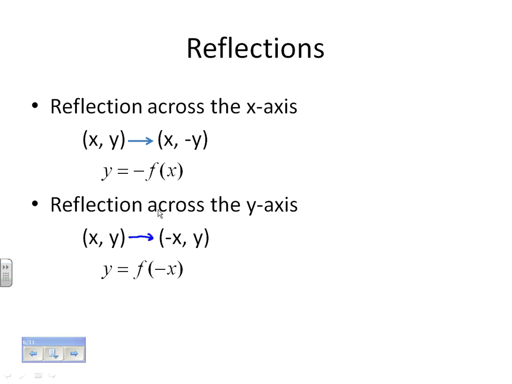So a reflection across the y-axis is going to change the x value. And so we are literally going to take what the x value is and make it negative. So that's inside of my function. So if I have square root of x, it's going to put the negative inside the square root of x. And it's going to be a reflection across the y-axis. So if you notice, these are opposites. Reflecting across the x-axis is actually making my y negative. Reflecting across the y-axis is actually making my x negative. Okay.